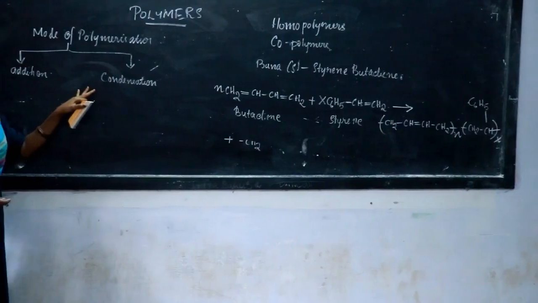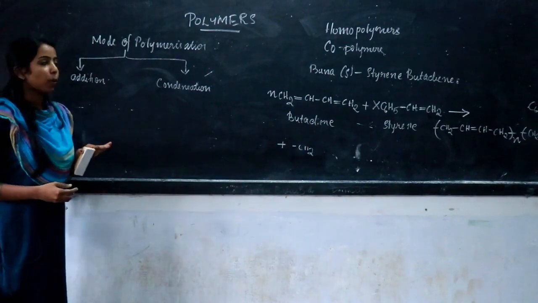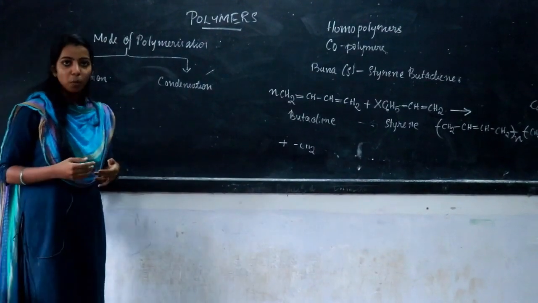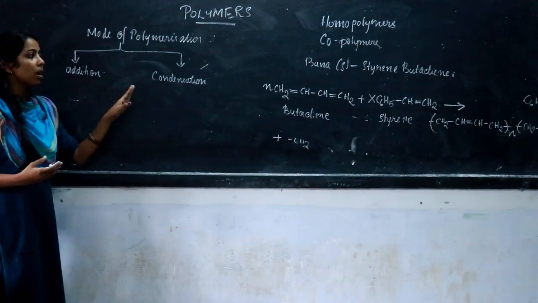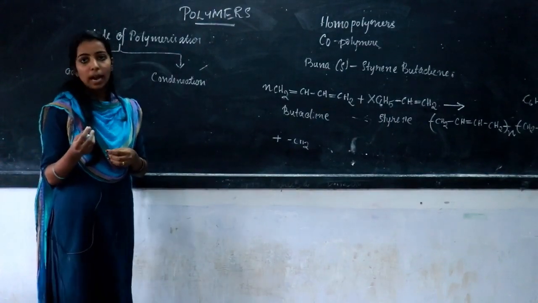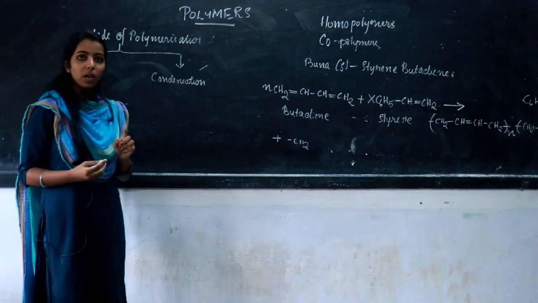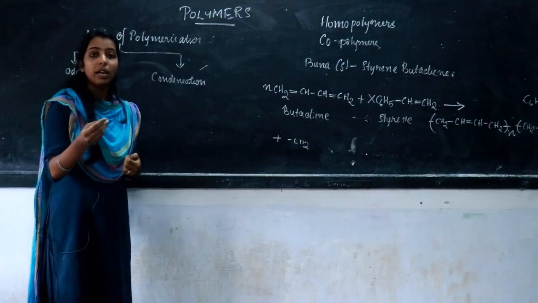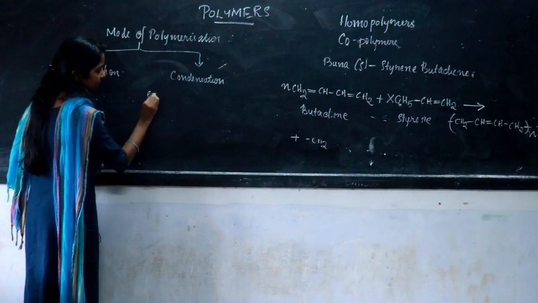Now, the second type of polymers based on mode of polymerization is condensation polymers. Condensation polymers are the polymers which are formed when monomers are linked together. You get a polymer with the elimination of small molecules such as water, ammonia, etc. Example, nylon 6,6.